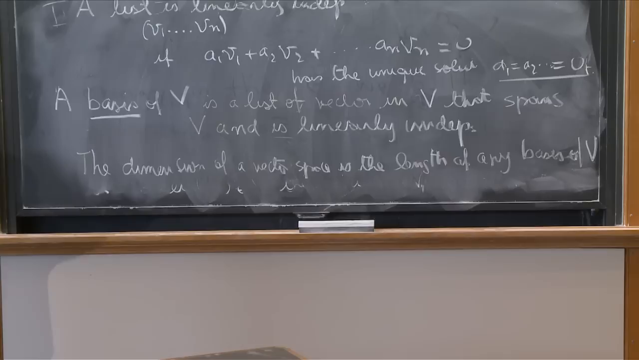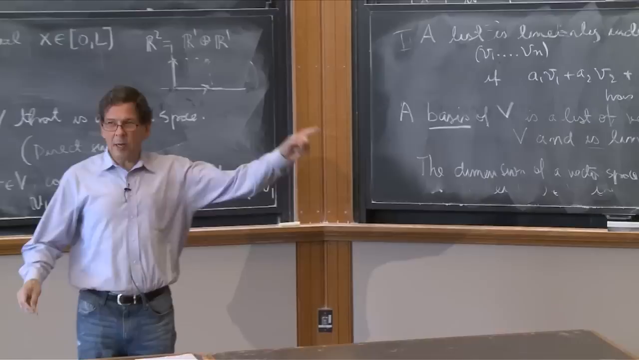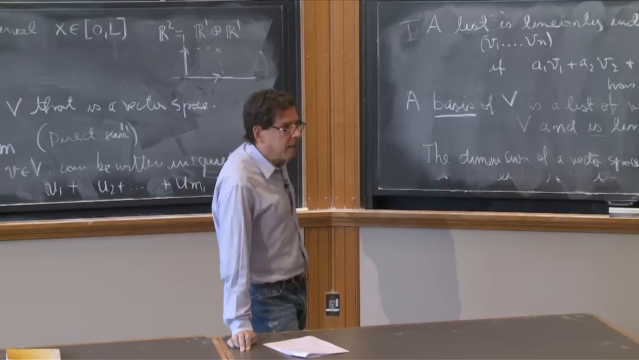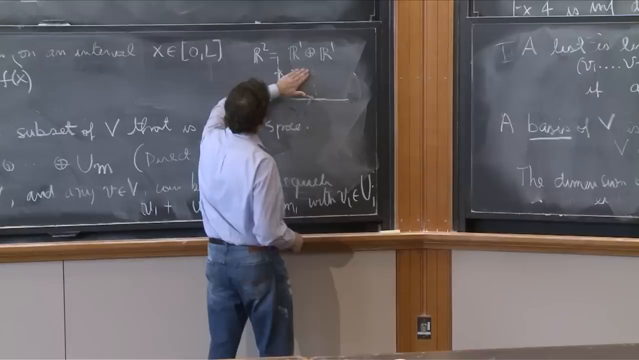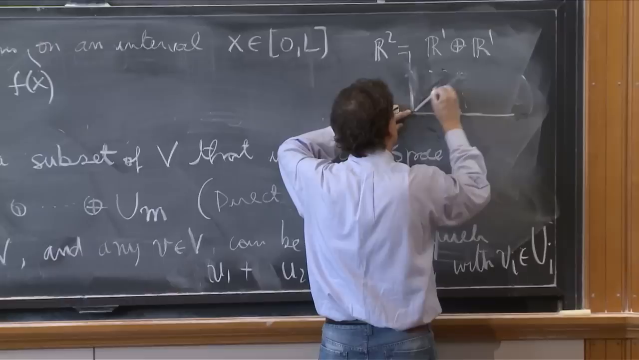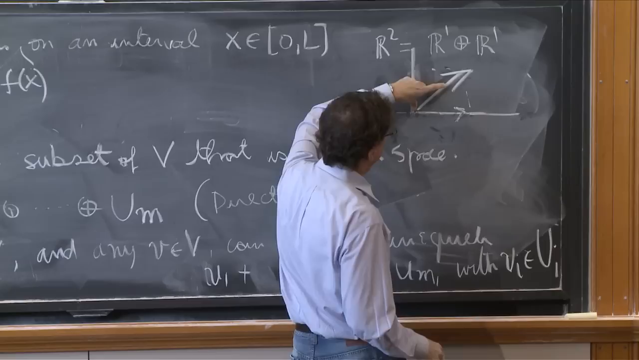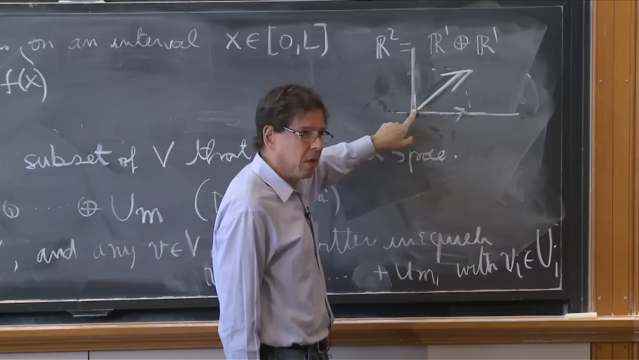So there was a question. Yes? Is there any difference between bases, like orthogonal, non-orthogonal bases? No, absolutely not. You could have a basis, for example, of R2, which is this vector, and the second is this vector. And any vector is a linear superposition of these two vectors with some coefficients, and it's unique. You can find the coefficients, basically.